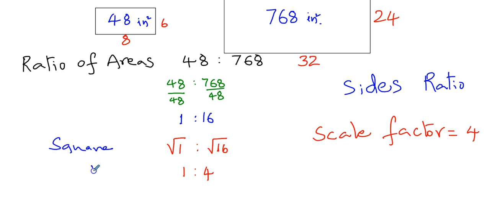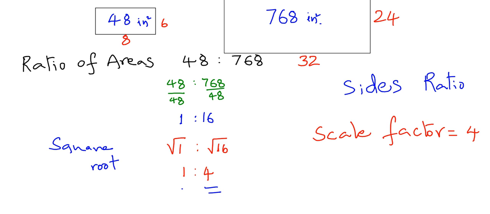Then in this next step, taking the square root, the square root of 1 is 1 and the square root of 16 is 4. Hence, the scale factor is 4. That is, 1 becomes 4. Same way, 8 becomes 8 times 4, 32. 6 becomes 6 times 4, 24.